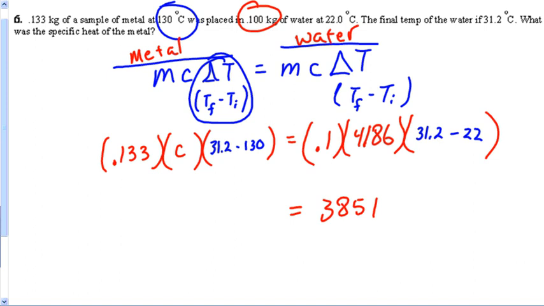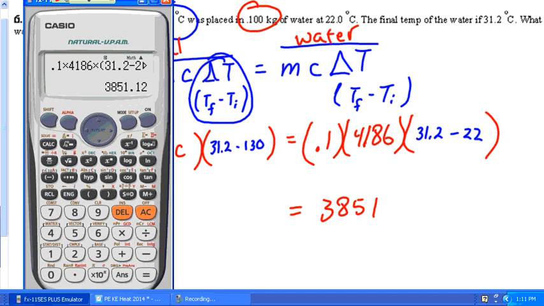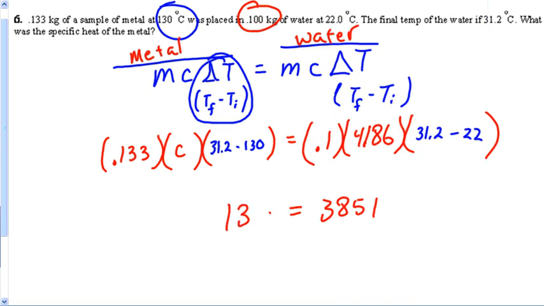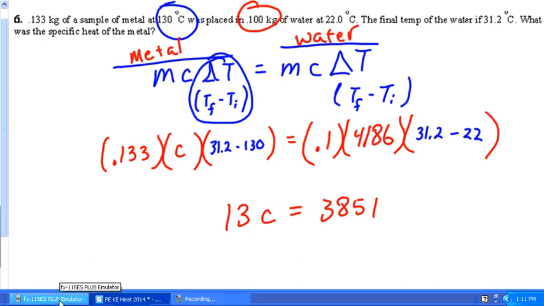equals, I'm going to do everything I can on the other side. So on the other side, what I can do is 0.133 times the difference between 31.2 and 130. So I can subtract my delta T on that side and multiply. I get negative 13.1. I'm just going to leave my negative off, though. I'm going to write 13c. And now I'm going to divide both sides by 13.